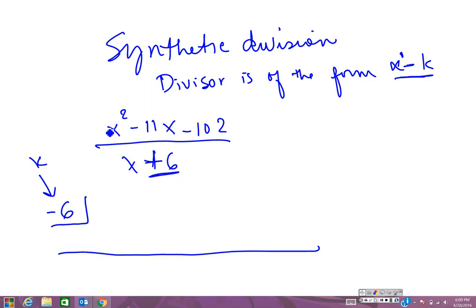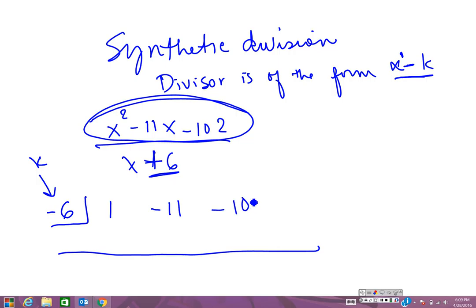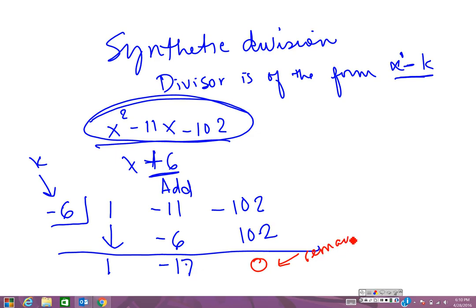Then we'll take all of the coefficients of our dividend. We have 1, negative 11, and negative 102. Drop the first term, multiply negative 6 times 1, get negative 6. Add the column, get negative 17. Multiply negative 17 times negative 6, negative 102, positive 102. And again, we get 0. That 0, or that last number, represents our remainder. So our answer is here.